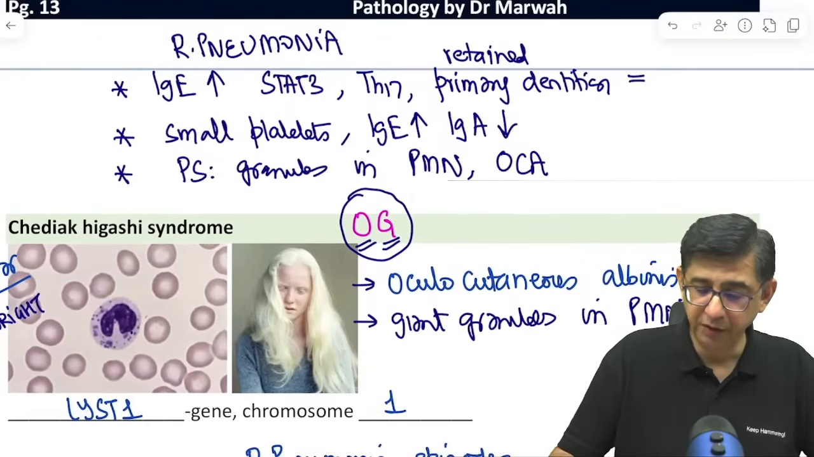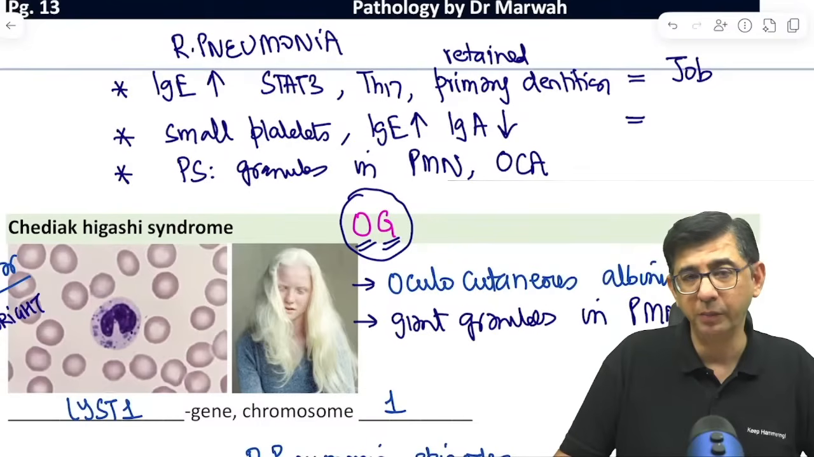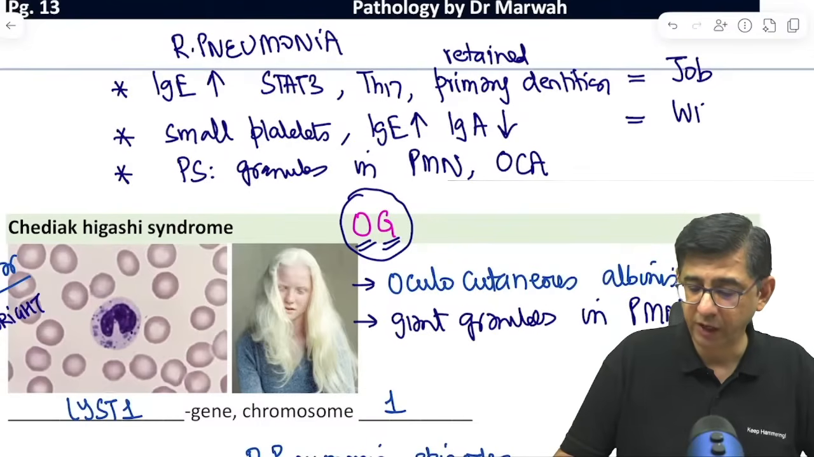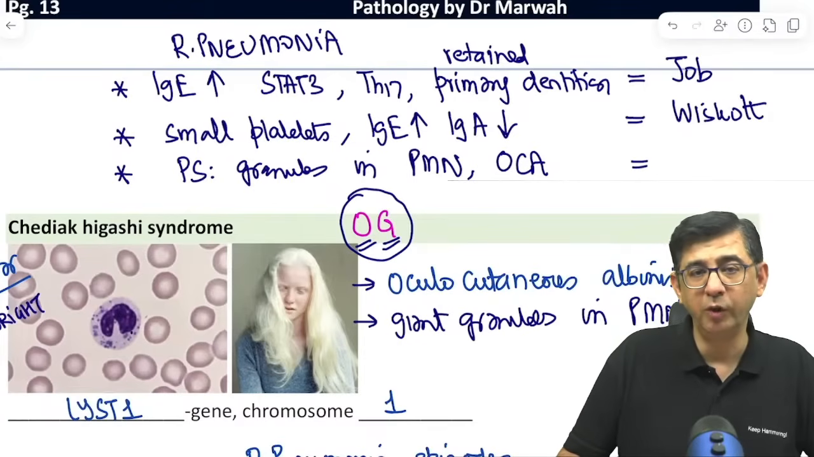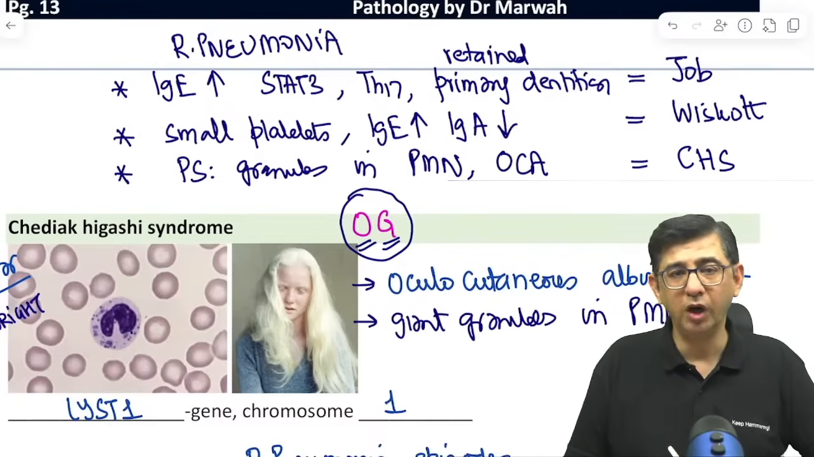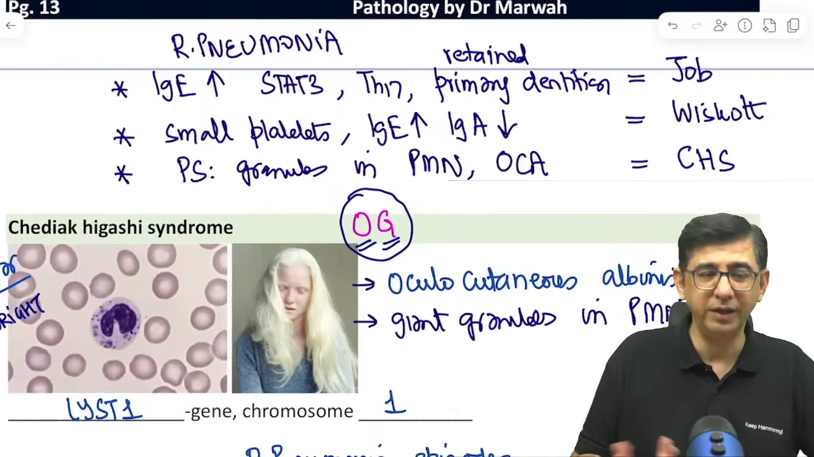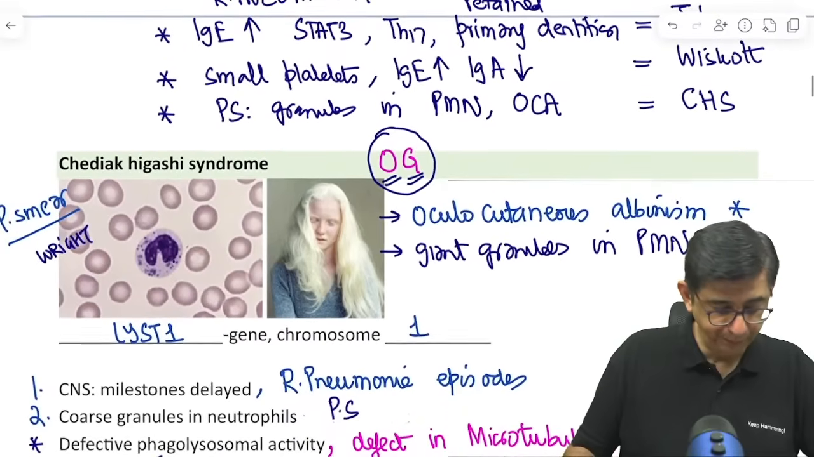So the first differential that you have to answer here is called Job syndrome. The second one, where recurrent pneumonia with small platelets would be present, that would be called Wiskott-Aldrich syndrome. The third one is where peripheral smears in polymorphonuclear cells with oculocutaneous albinism is present, is Chediak-Higashi syndrome. So I think a total of at least four conditions are covered at the moment for remembering the episodes of recurrent infection. Okay.